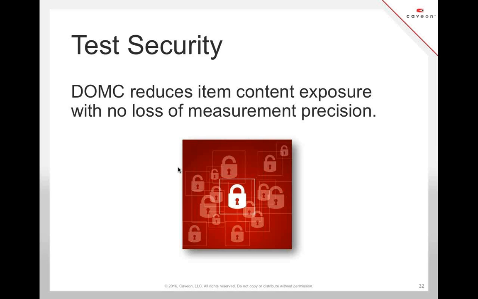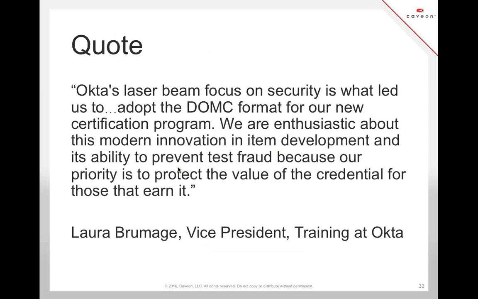Test security. DoMC absolutely reduces item content exposure with no loss of measurement precision. So basically, you're measuring them the same way, maybe even a little better, and you're protecting some of your content. That concept of reduced item exposure is really, really important. It's difficult to harvest, obviously. And so the next one, well, I have a quote on that one.